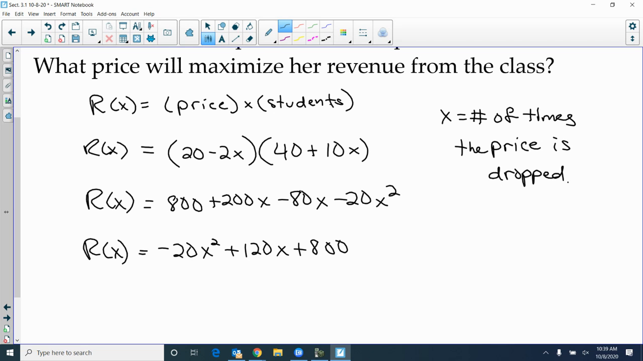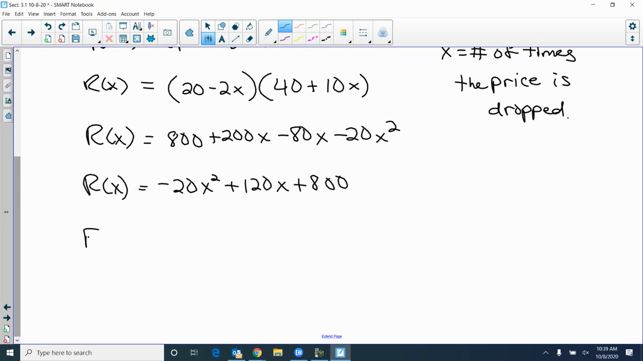Is it a quadratic function? Yeah, you've got an x squared. Which way does it open, up or down? It opens down, so that means the vertex is the maximum, right? That represents the maximum revenue. We need that, so we want to find the vertex.